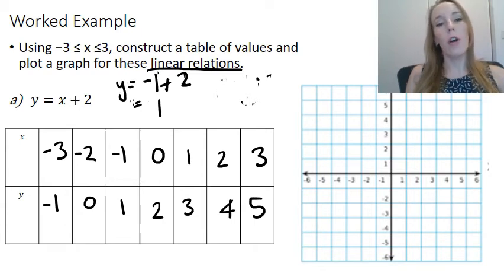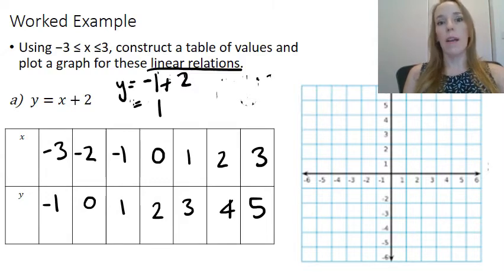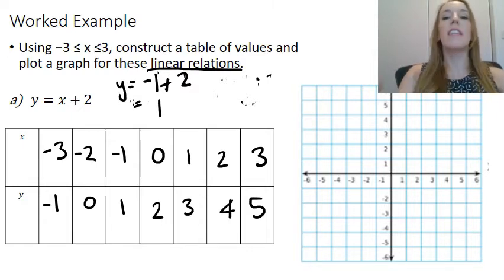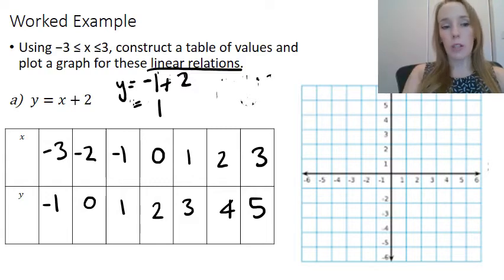So that corresponding change in y as x is going to continue in the same pattern because it's a linear relation. If it wasn't a linear relation, for instance, if we were plotting a parabola or something like that, we couldn't follow this pattern. But because it's a linear relation, we know it's a straight line, so it's going to continue with that pattern. So the next step, once we've filled out our table, is to plot each of those points onto our graph.